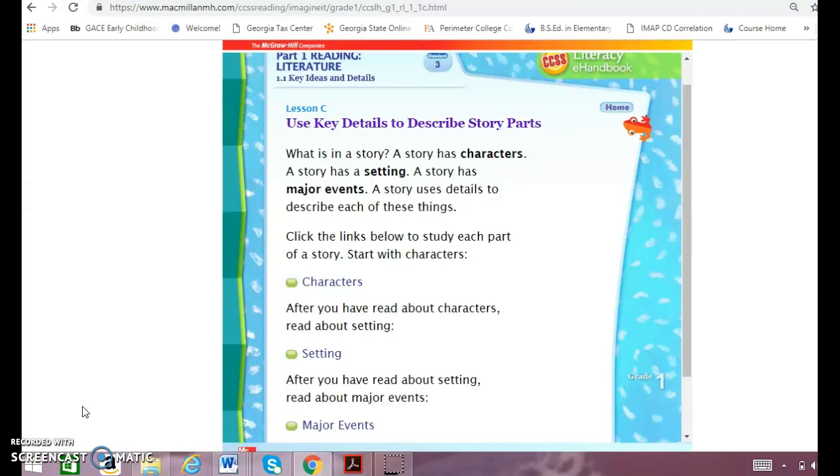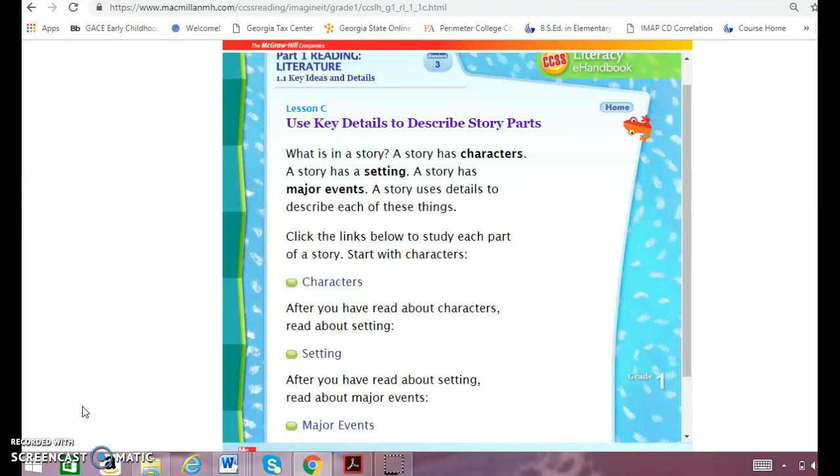So if I was to teach a lesson on the key ideas and details of a story, the students and I would have gone over, before the activity, what a story is made up of, meaning the characters, the setting, and the major events. And we would have gone over the definitions of the characters, setting, and major events.